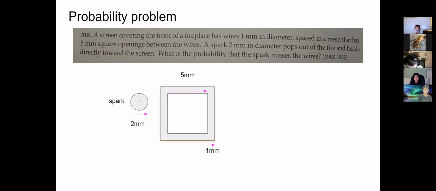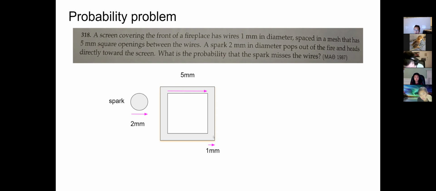We have a spark with 2 millimeter diameter, and we have a wire mesh. Each unit is a 5 millimeter square opening. So basically 5 millimeter is here, right? On the inner side, and 1 millimeter in diameter is the thickness of the wires. Now, what is the probability that the spark misses the wires?